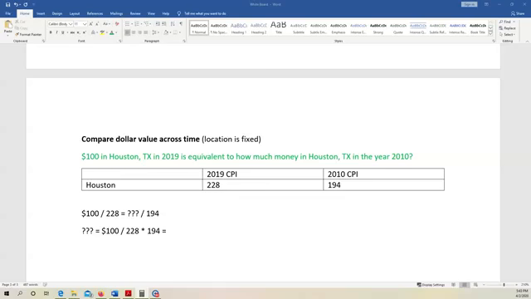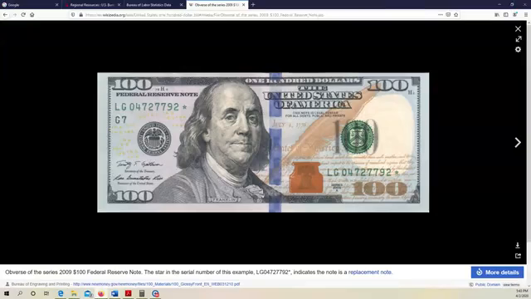The answer is roughly $85. So that means if you make 100 US dollars in Houston, Texas in the year 2019, right, $100 in Houston in 2019 is only equivalent to $85 in Houston, same location in the year 2010. As from this question you can see, over time, right, for the same $100 bill, it is losing the nominal power. The face value the same, 100, you see the number here, right?